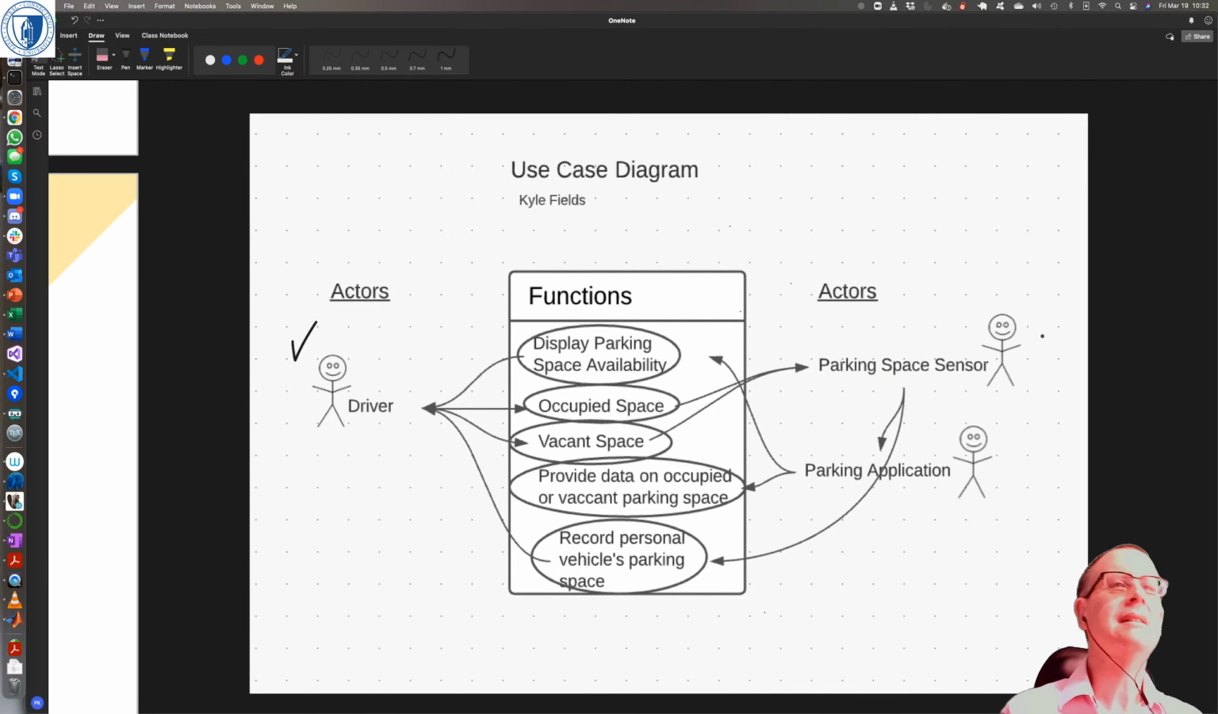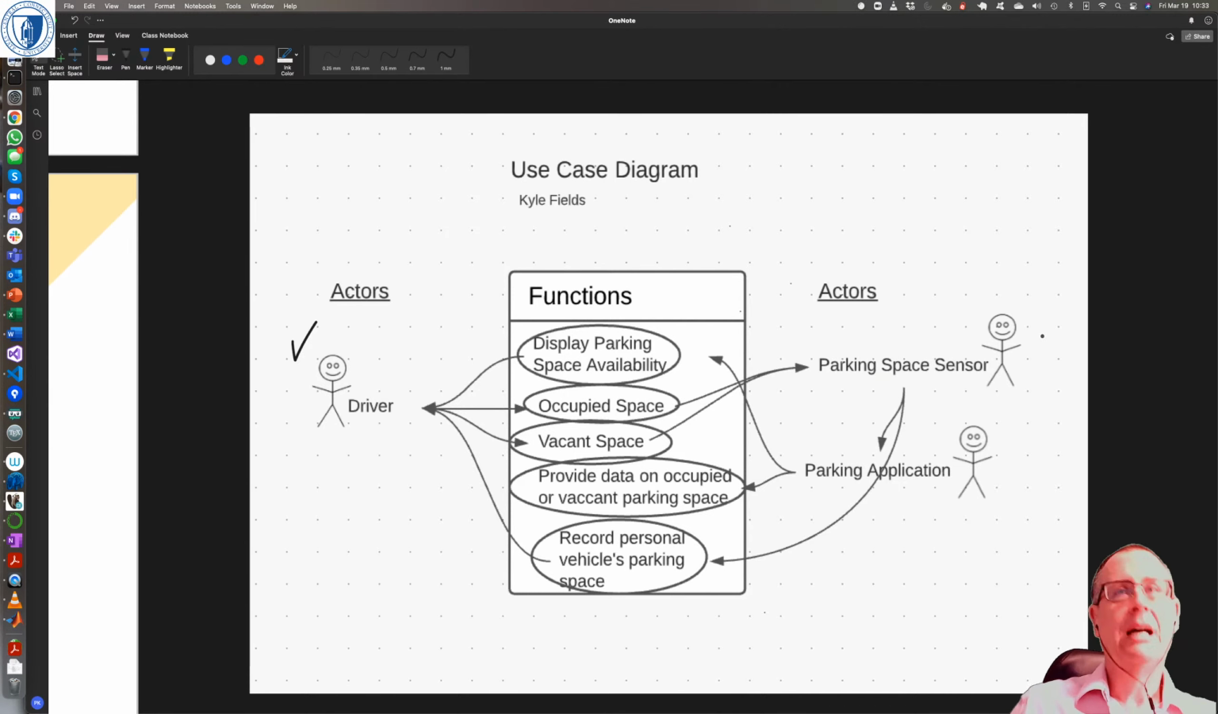Right, and again, having the sensor and the application, it's more of an architectural thing than a use case thing, right? Certainly when we talk about the deployment diagram, you're going to need to put sensors and the software application and other stuff on that deployment diagram. So you certainly need to think about those things. I'm just not sure that they should exist on a use case diagram.